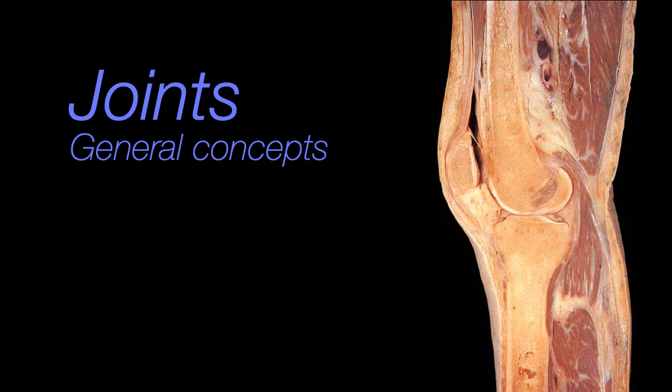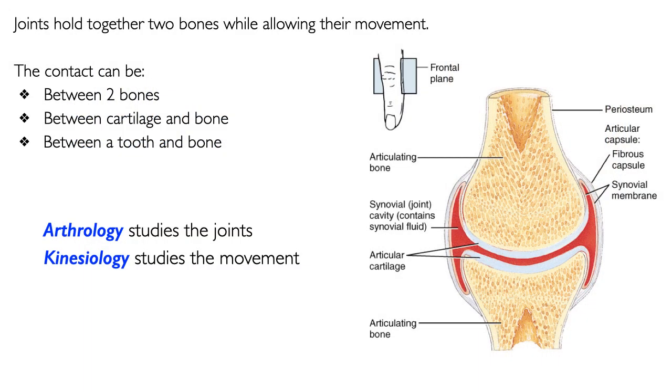Okay, let's go now with general concepts on the many joints in the human body. Joints are necessary for movement, and they may articulate two bones, cartilage with bone, or even a tooth with its bone. Here we have two different disciplines important to chiropractors.